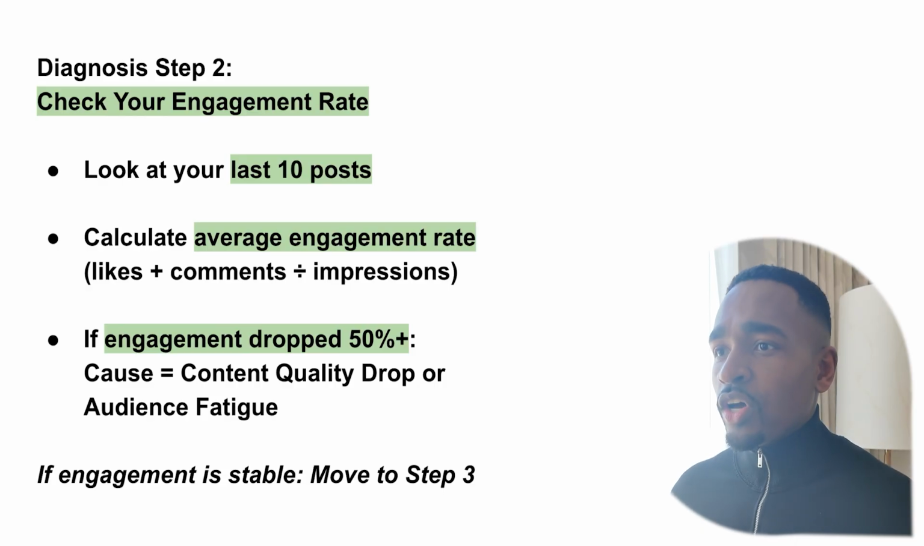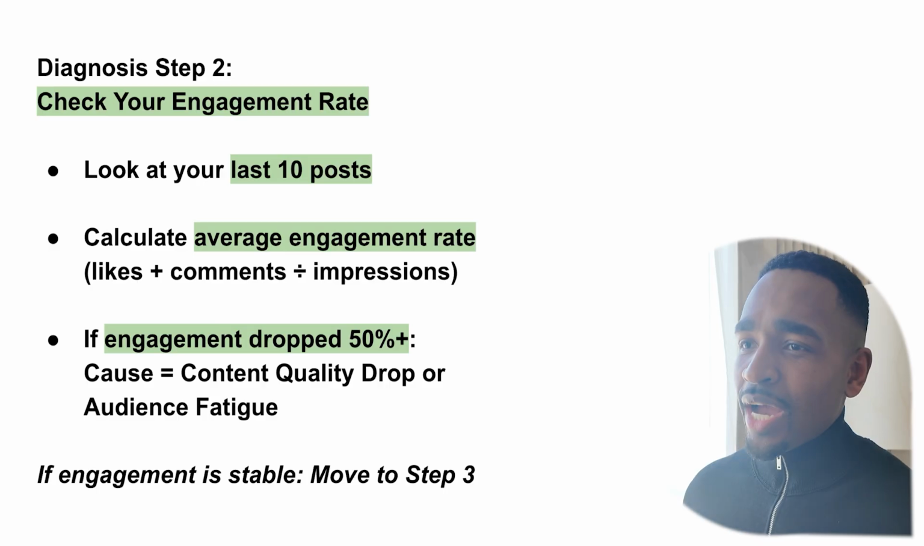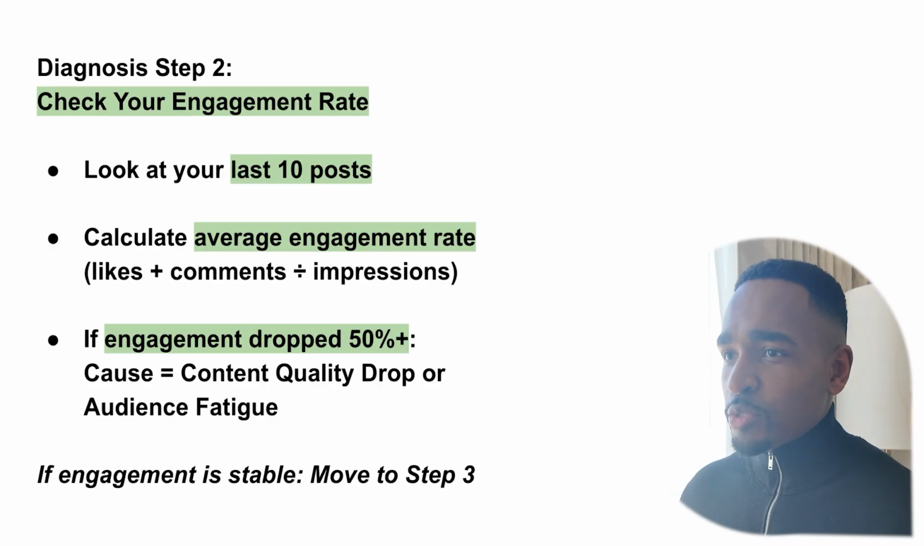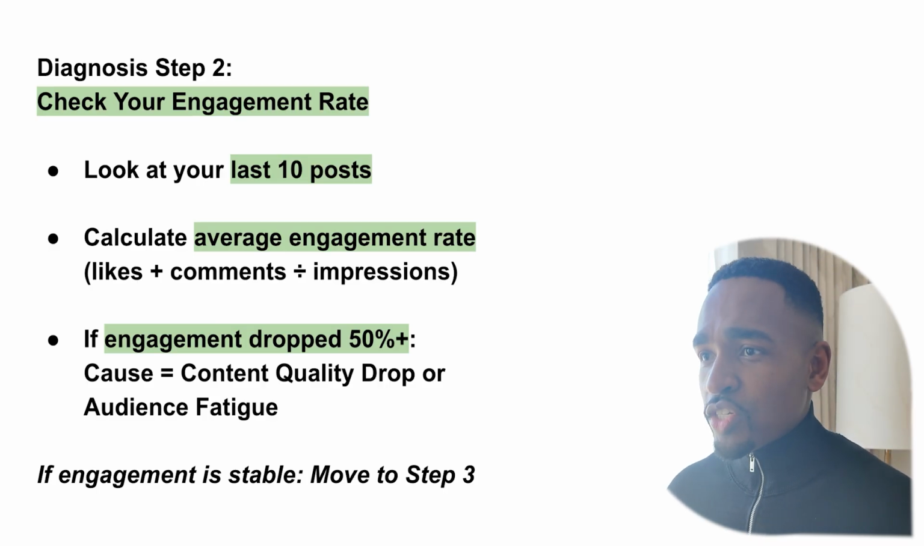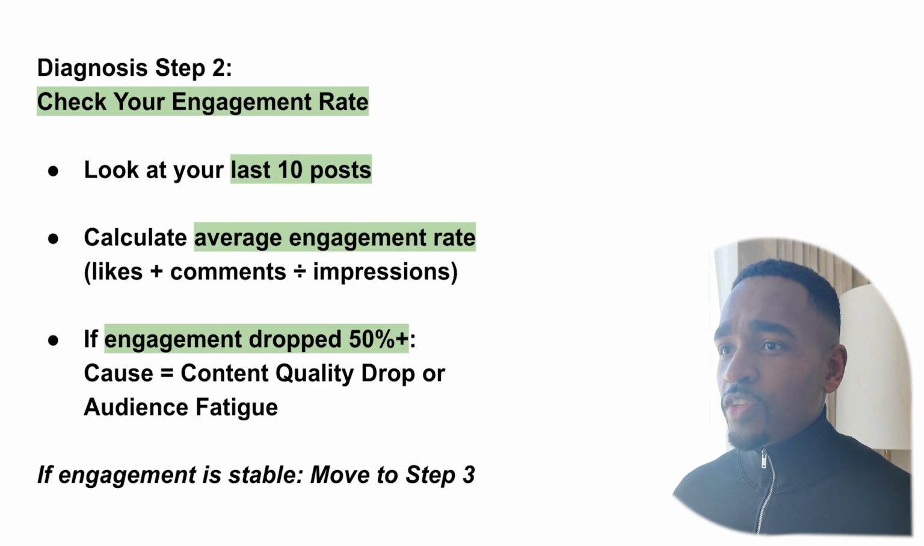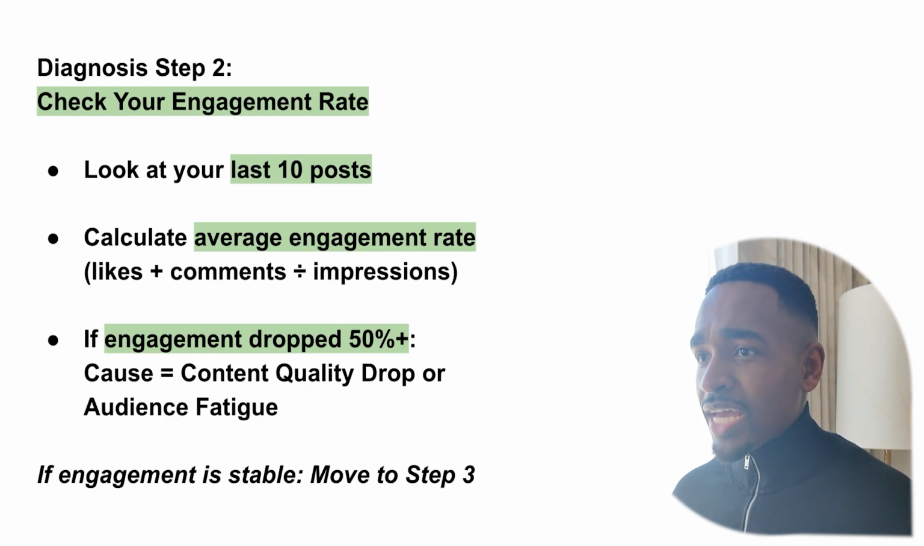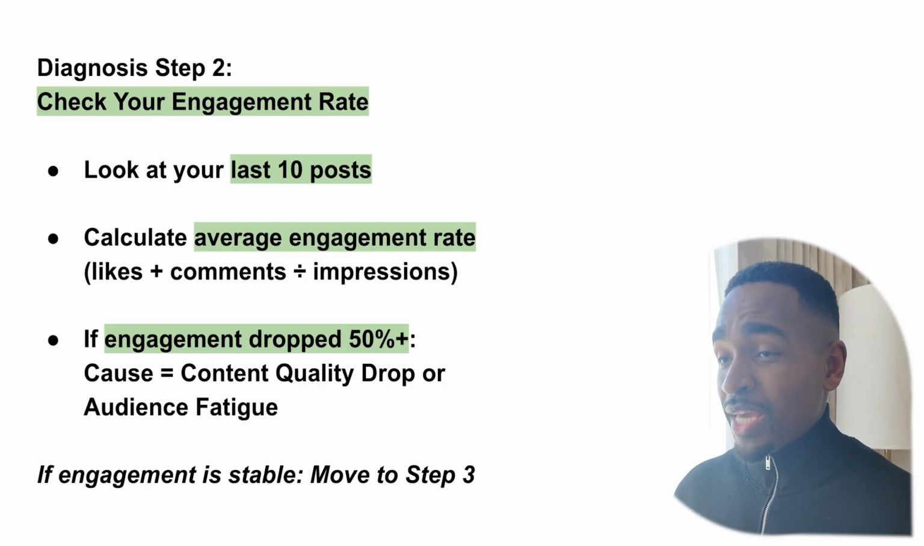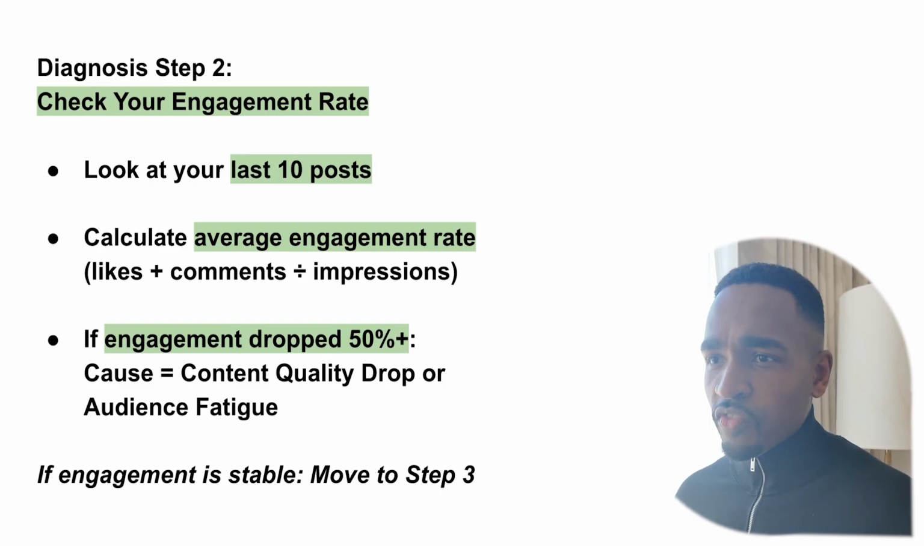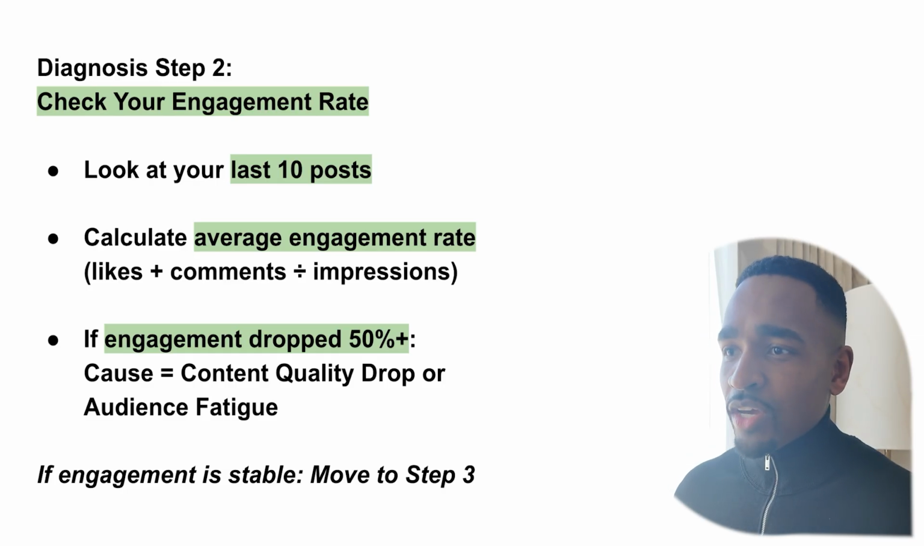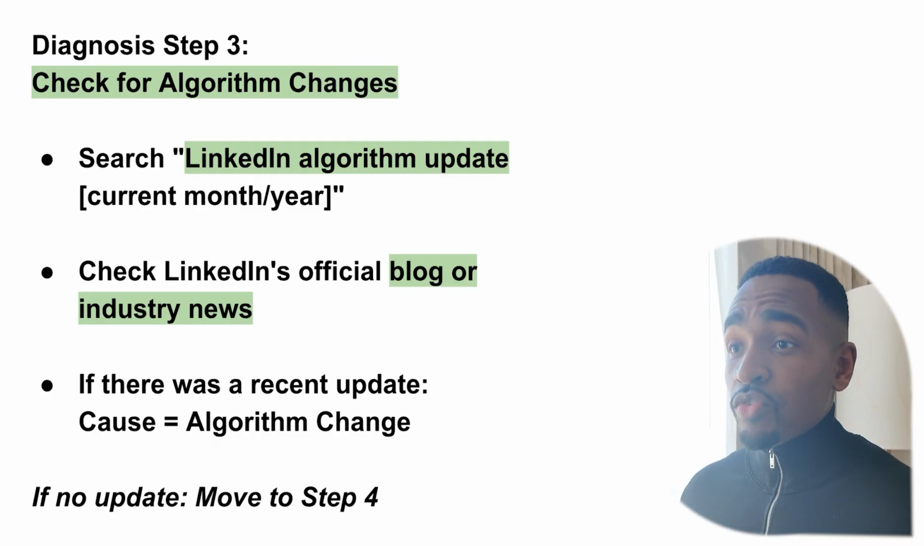And yes, if you've been posting, then move on to step 2, which is checking your engagement rate. So look at your last 10 posts and calculate your average engagement rate. So that's likes plus comments divided by impressions. If your engagement dropped 50% or more compared to your previous average, your cause is either content quality or just audience fatigue based on what it is that you're posting. So the fix is maybe just an adjustment in your content strategy. Try new topics, new formats, different angles, because your audience might be a little bit fatigued of the same thing over and over.